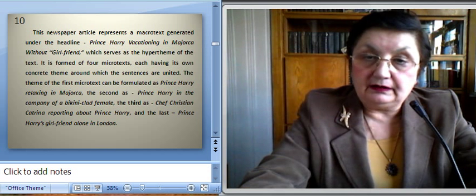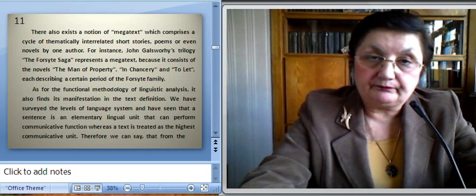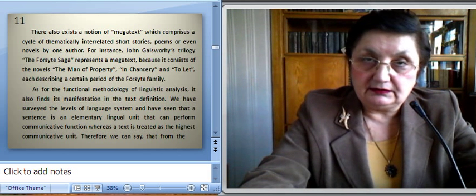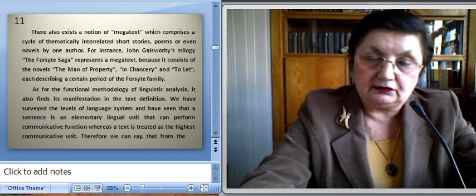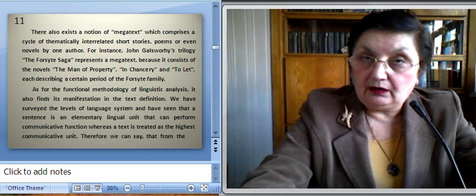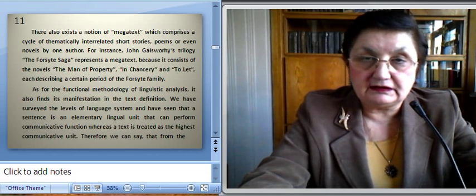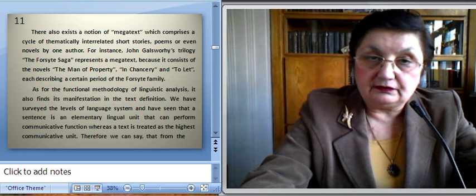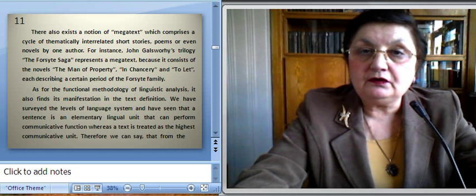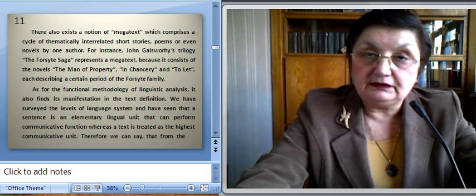There also exists a notion of megatext, which comprises a cycle of thematically interrelated short stories, poems, or even novels by one author. For instance, John Galsworthy's trilogy, The Forsyte Saga, represents a megatext because it consists of 3 novels, The Man of Property, In Chancery, and To Let, each describing a certain period of the Forsyte family.